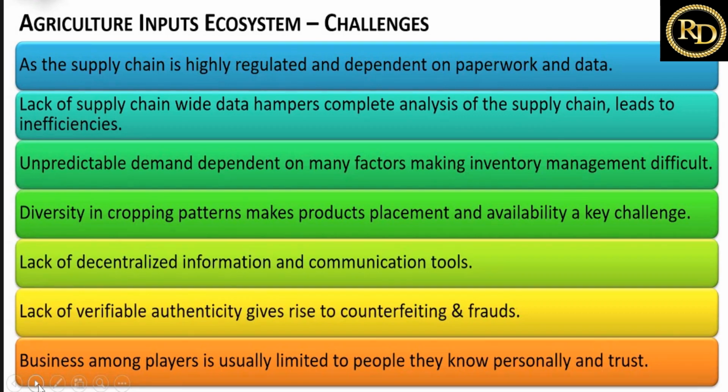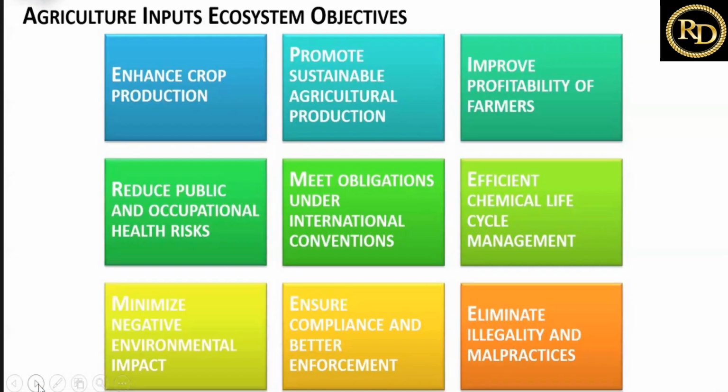Unpredictable demand depends on many factors, making inventory management difficult. Diversity in cropping patterns makes product placement and availability a key challenge. Lack of decentralized information and communication tools, and lack of verifiable authenticity, have given rise to counterfeits and fraud. And business among players is usually limited to people you know personally and trust.